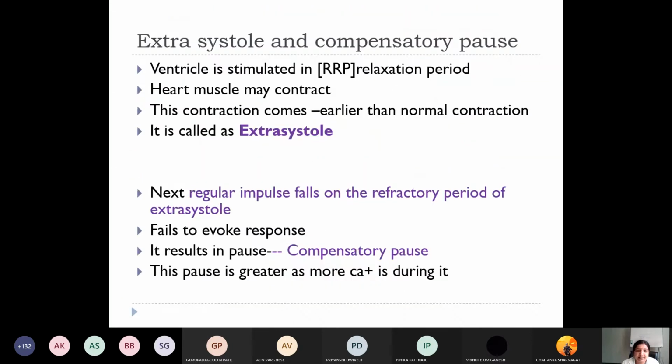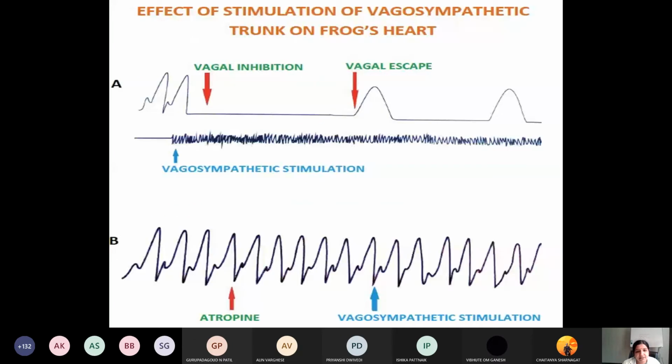I hope it is clear. Still we discuss a little more things, right? So here is what I have written. When the next regular impulse falls on the refractory period of the extrasystole, the compensatory pause occurs. Clear? This pause is greater as more calcium is going to accumulate here, and that will add to the next contraction, and there you are going to get more height.